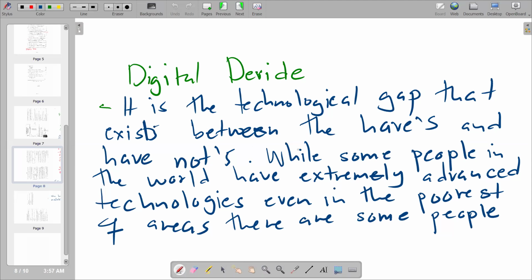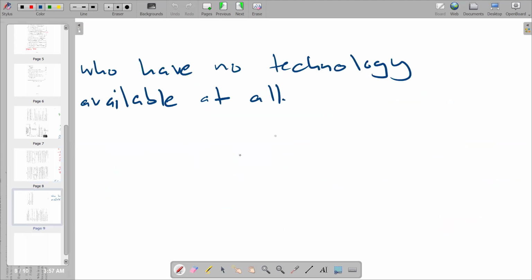This is our explanation that we have in terms of digital divide, whereby we're saying it is the technological gap that exists between the haves and have-nots, while some people in the world have extremely advanced technologies, even in the poorest of areas, there are some people who have no technology available at all. So basically, that's what we have, and this becomes the last part of our question according to this video.